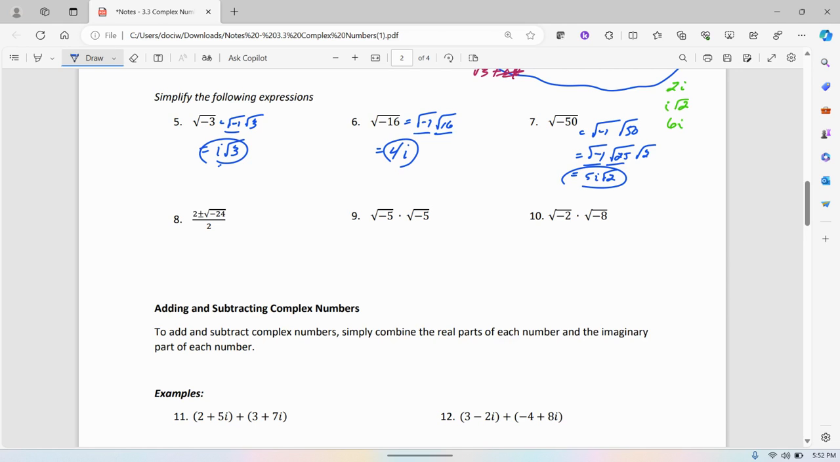Okay. Number 8 has a little bit more complexity to it.